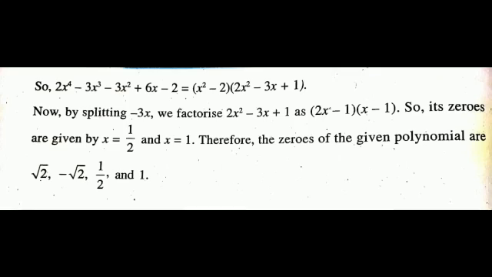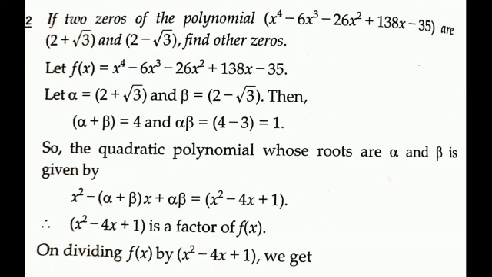And one very important thing to note, this polynomial is a biquadratic polynomial. So how many zeros may we have? 4 zeros, and we are having 4 zeros. It means we are right. Moving ahead, let us consider one very important question, and here it is.